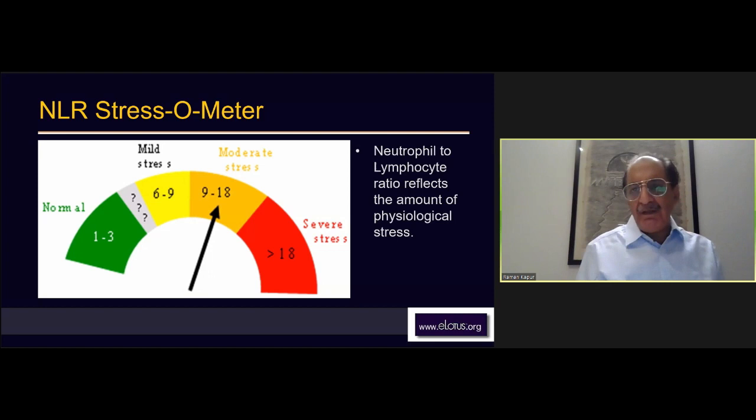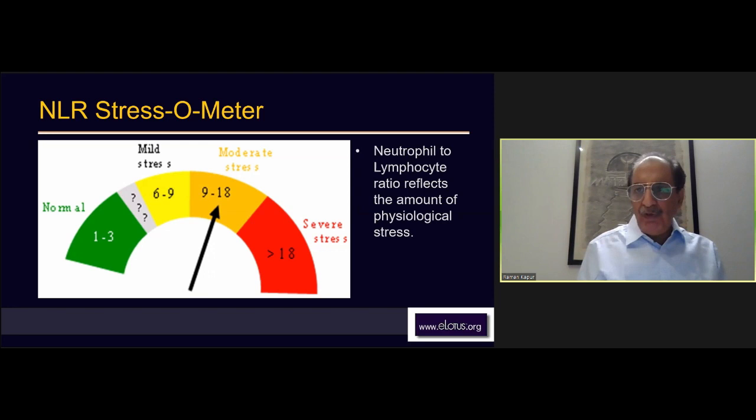I'll give you a very simple example. Patients with COVID, today we are all going through this COVID issue. If you see their blood reports, you will find that the neutrophils are almost 80 to 85% and the lymphocytes are just about 8%, which means the neutrophil to lymphocyte ratio is almost in that range of 9 to 18, right? So it's about 10 times. That means the body is going through moderate stress.